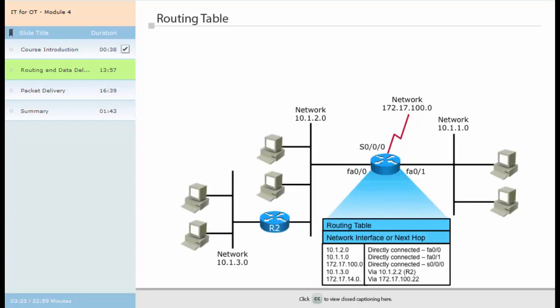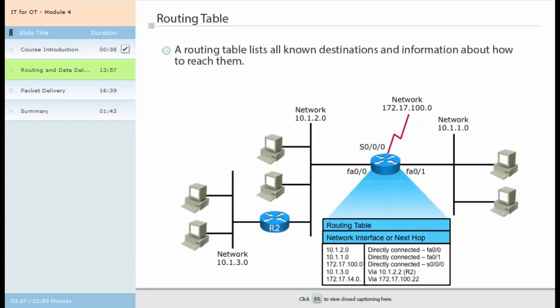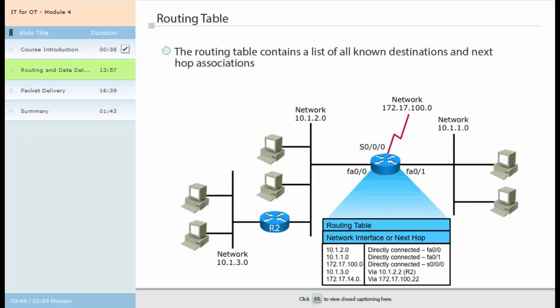As part of the path determination process, the routing process builds a table that identifies known networks and how to reach them. Routing tables include information about destinations and next hop associations. These associations tell a router that a particular destination is either directly connected to the router or that the destination can be reached via another router. Routers use the routing table to determine where to forward packets. They forward packets through a network interface toward the destination network.